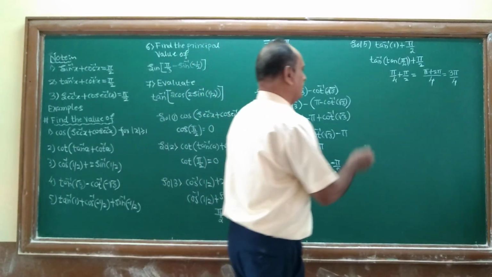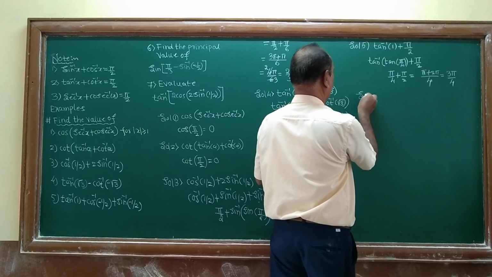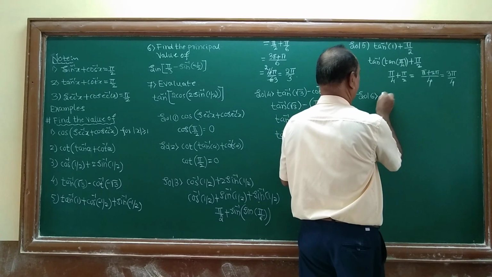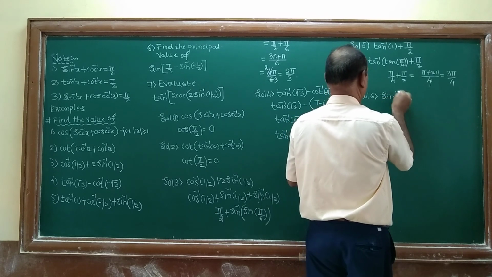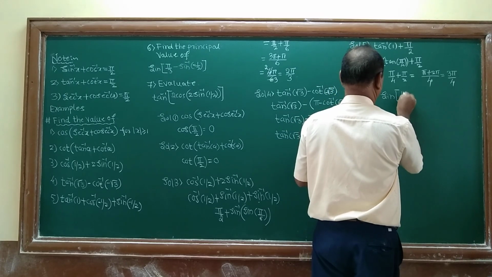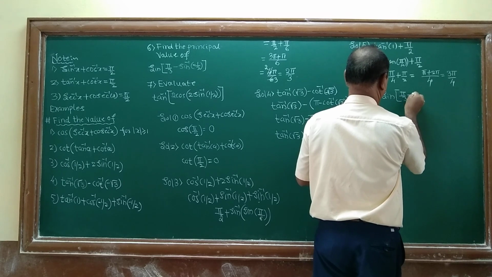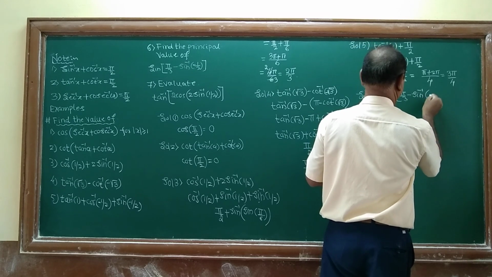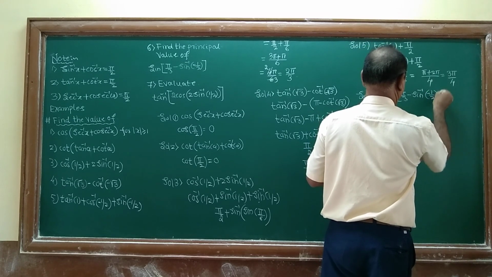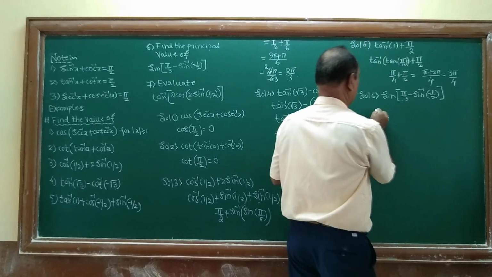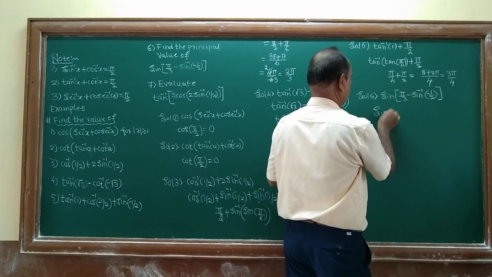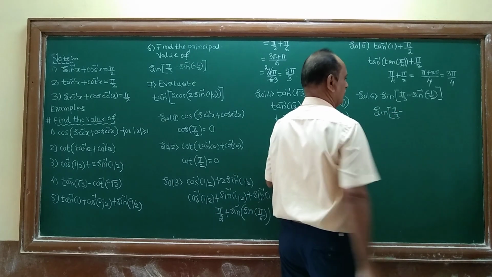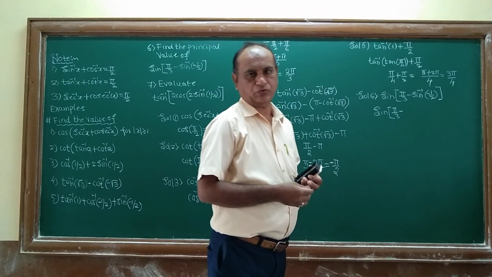Then come to the solution for example number 6. You have to find the principal value of sin of pi by 3 minus sin inverse of minus 1 divided by 2. So this is equal to sin of pi by 3, and write it like that. Then come to the note, this point number 2.